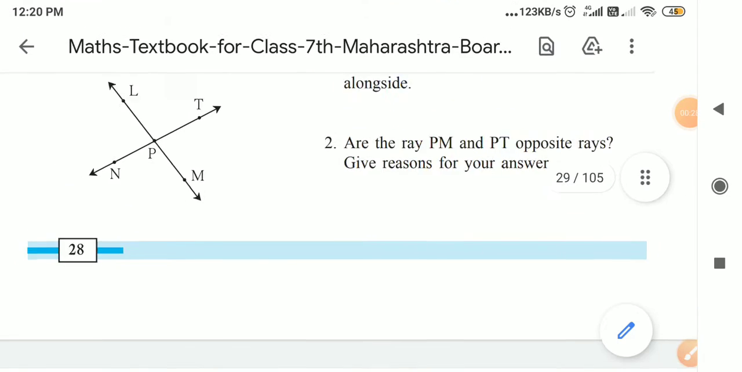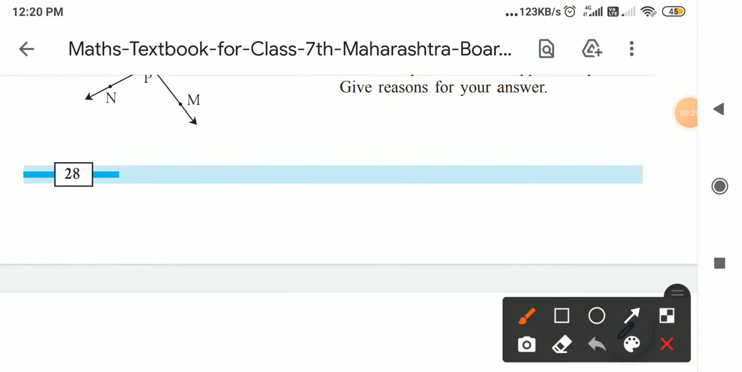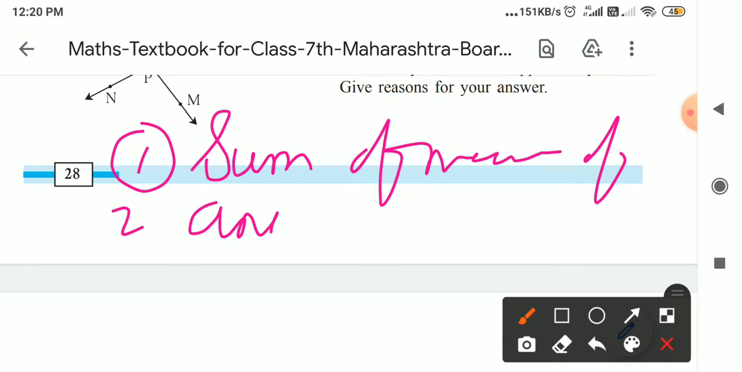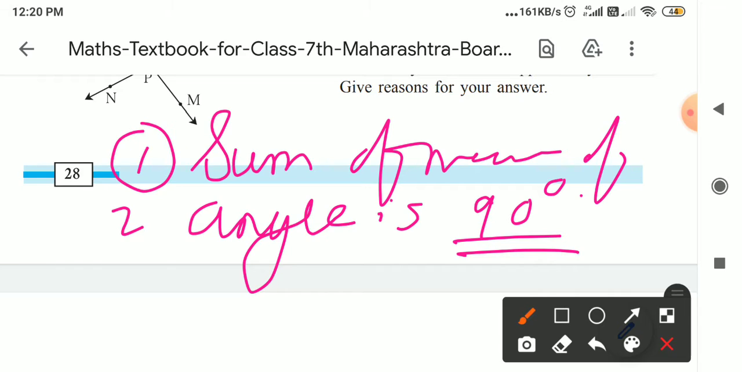First, I told you the complementary angles property. If the sum of measures of two angles is 90 degrees, then these angles are called complementary angles. These angles may be adjacent angles or they may not be adjacent angles.